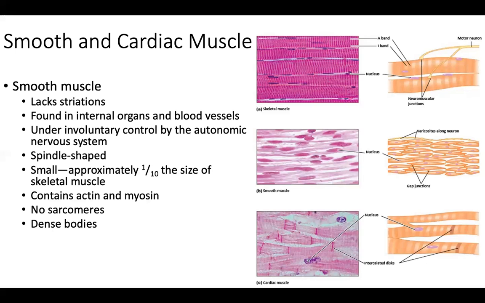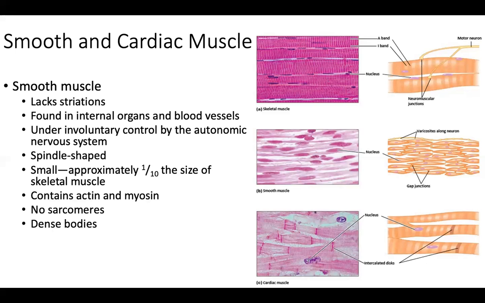There is the presence of a structure called dense bodies. And dense bodies are what help to anchor the actin and myosin. They help to anchor these structures together, and they're also going to be acting like the Z lines. So the Z lines were these points of anchoring. It was also the border between one sarcomere and another.